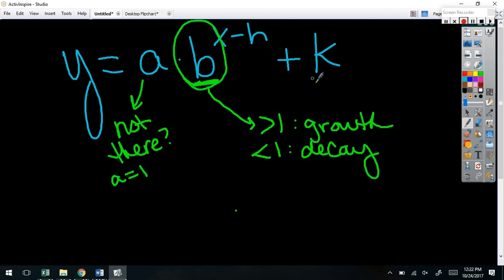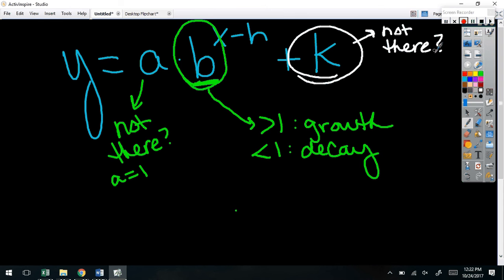The number on the end, which is your K. Now, if it's not there, what do you think K is? 0. This time I'm adding or subtracting. When you're multiplying and it's not there, it's 1. When you're adding or subtracting and it's not there, then it's 0. This is your asymptote. And it's always a horizontal asymptote. I should put that in parentheses. Horizontal.